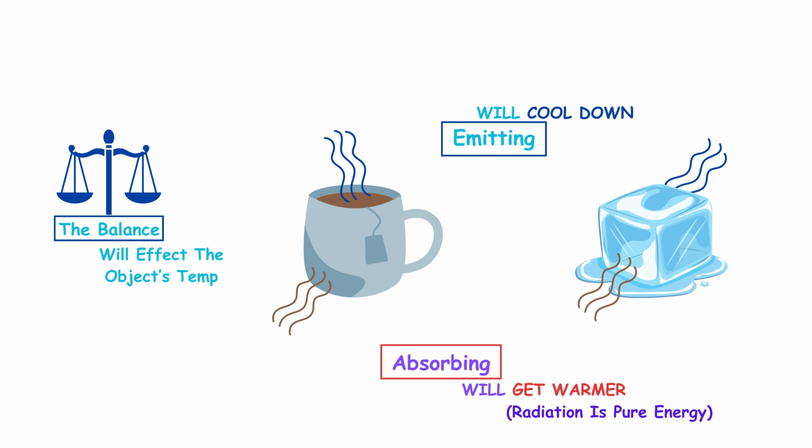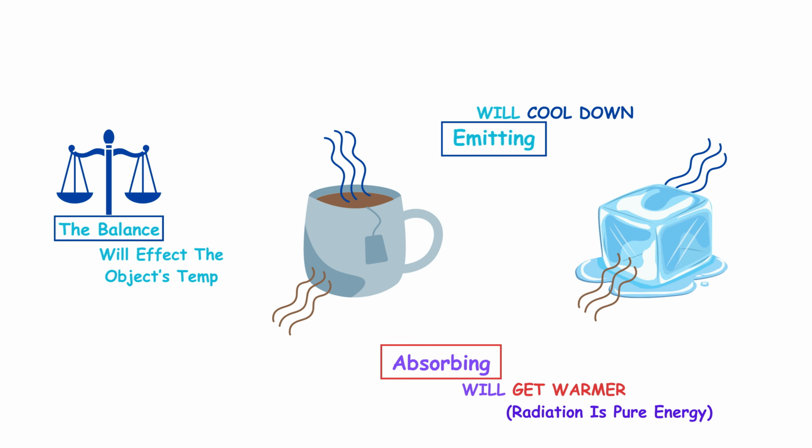When an object absorbs radiation, it takes in net energy, and as a result, it warms up. On the other hand, when it emits radiation, it loses energy and consequently cools down. The temperature of an object is therefore influenced by the balance between the energy it absorbs and the energy it emits.